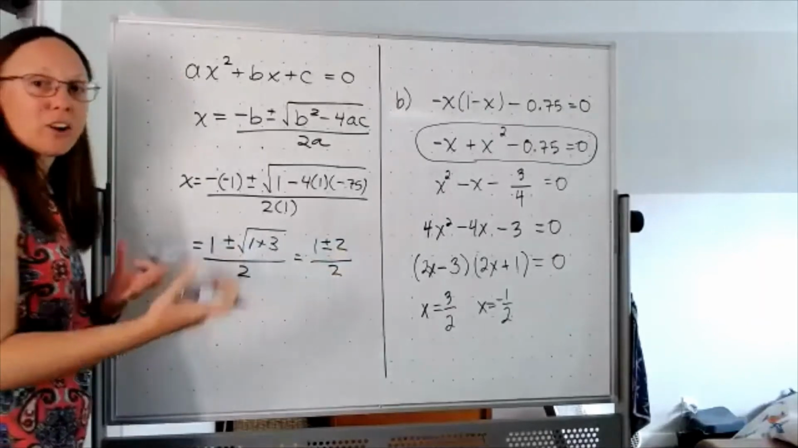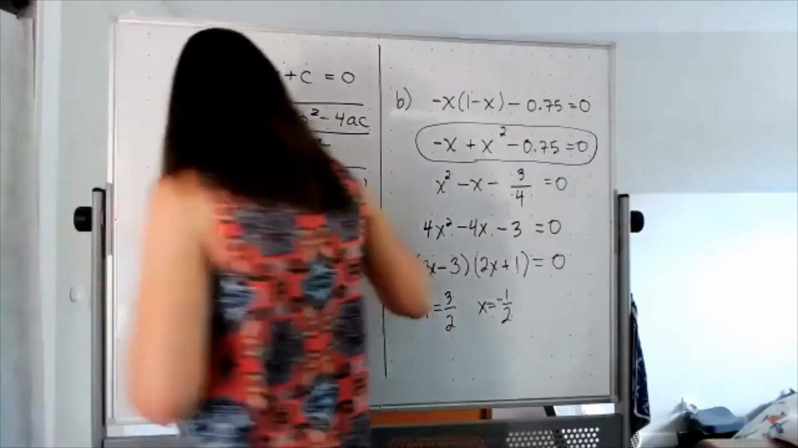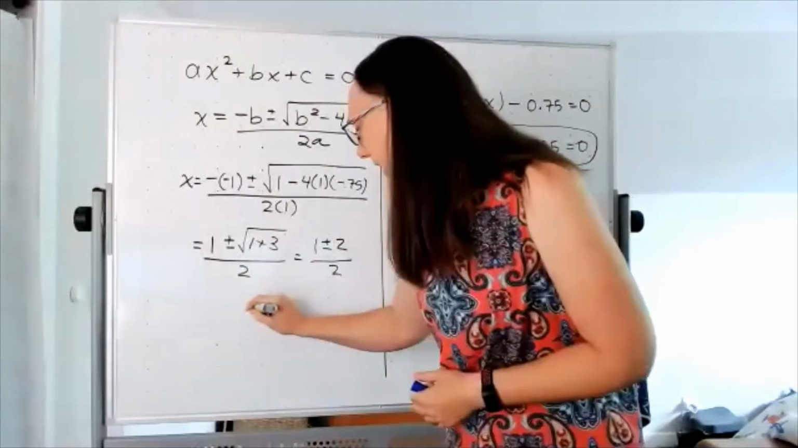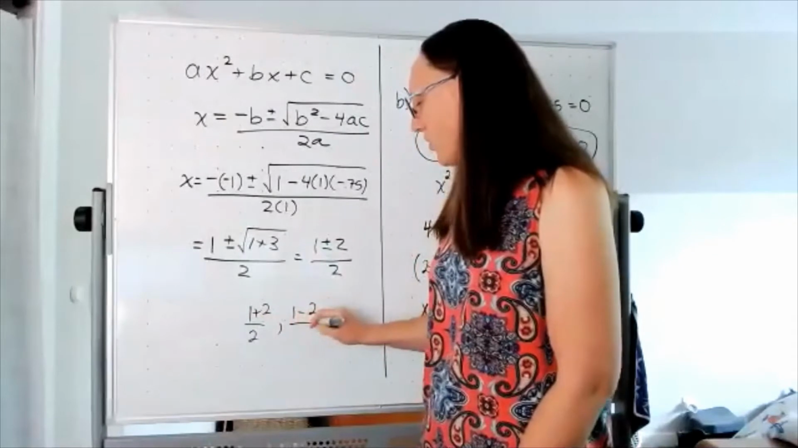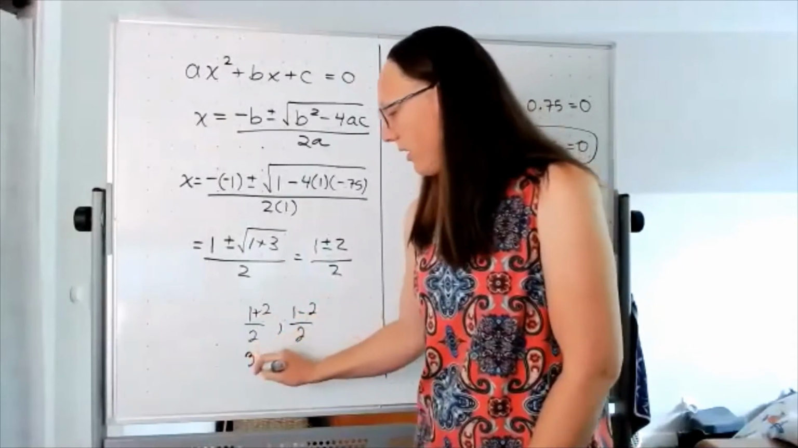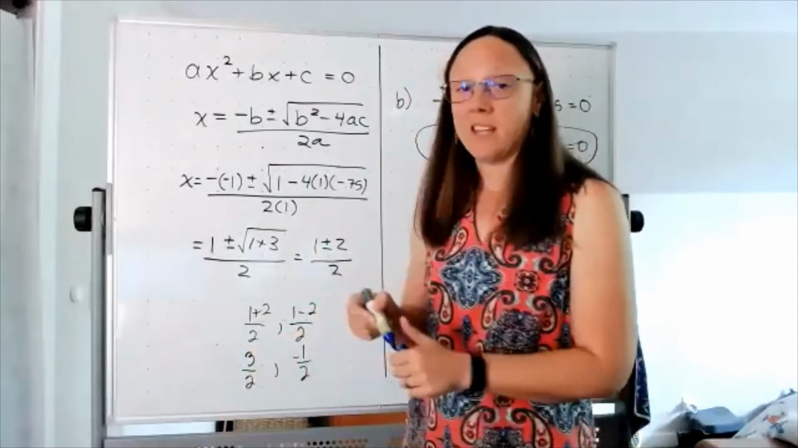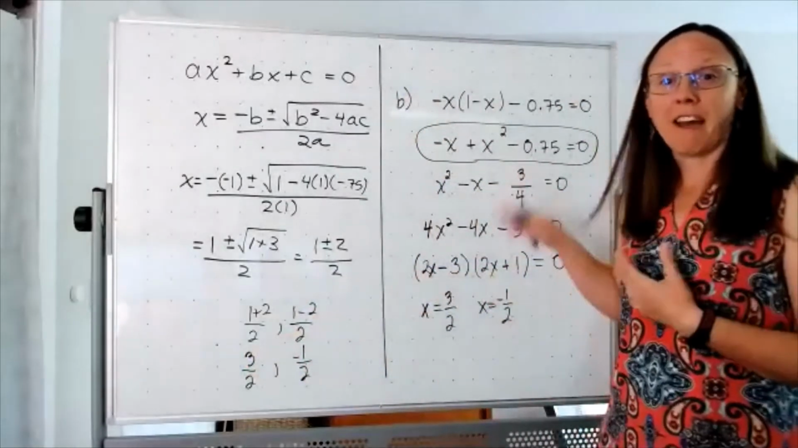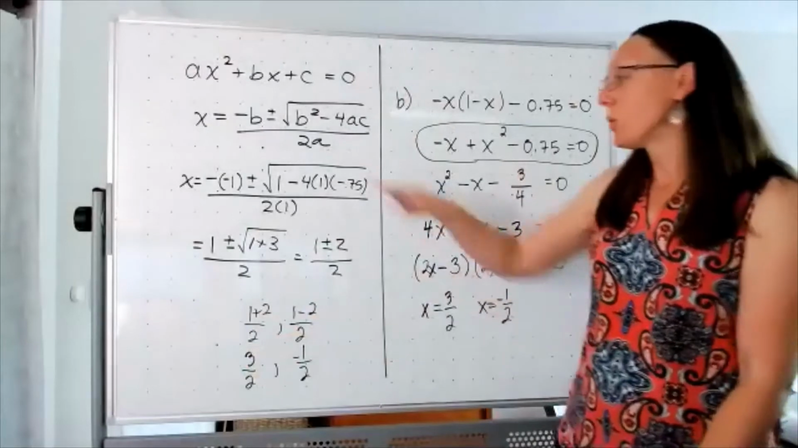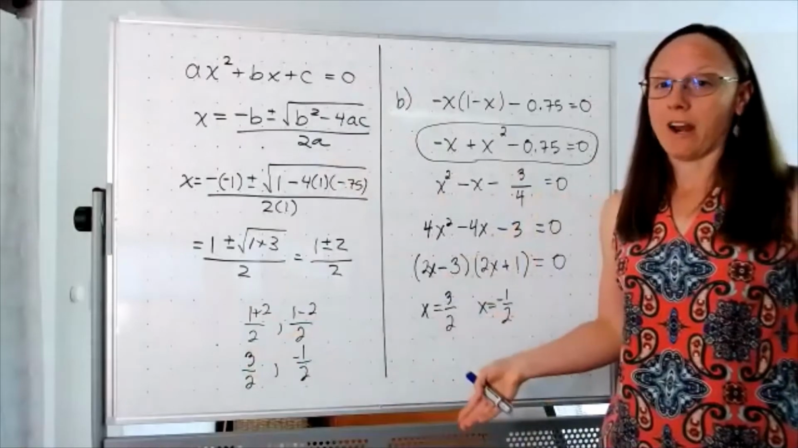And from there, to get our 2 actual answers, I'm going to split that into 2 fractions. So I'm going to think about that as 1 plus 2 over 2 and 1 minus 2 over 2, or 3/2 and -1/2. So we get the same answers that we got over here from factoring. For me, factoring is faster. For you, quadratic formula might be faster. Either one is totally fine, full credit either way.